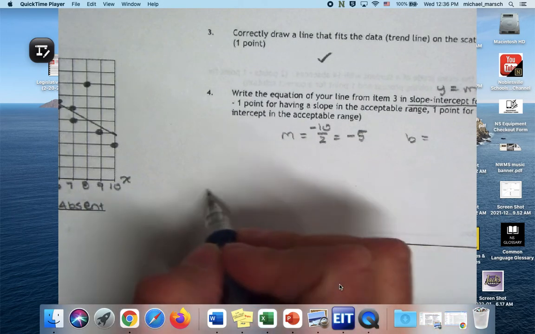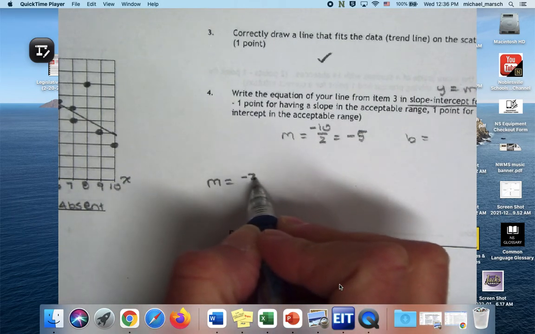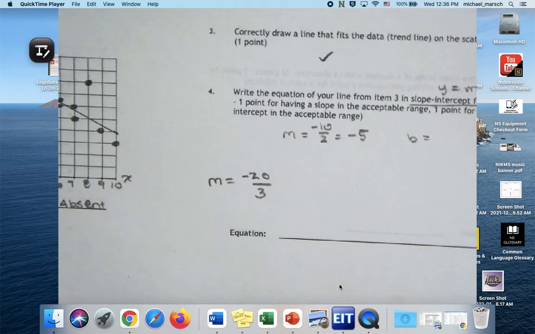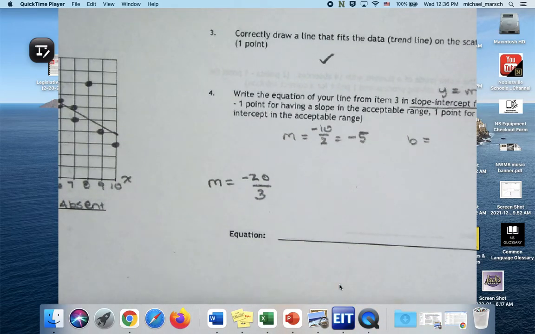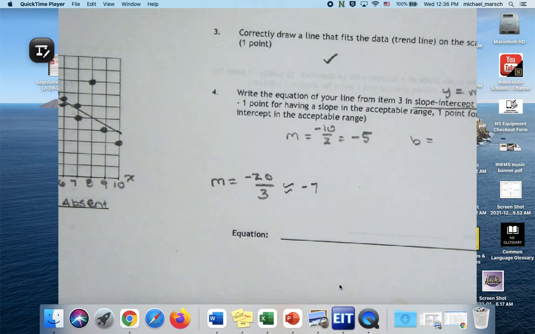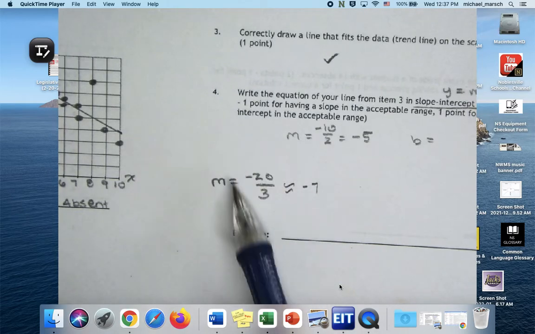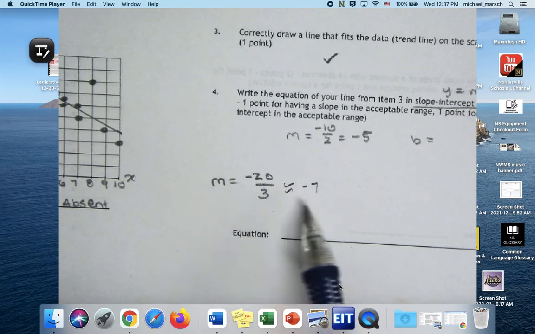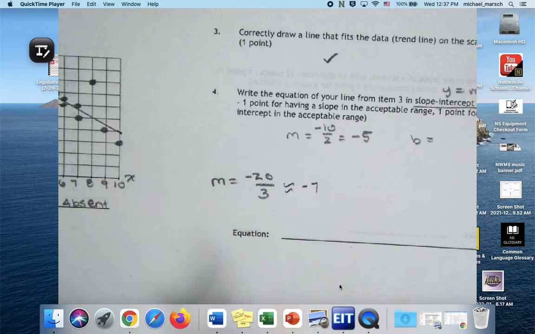So let's pretend your slope is something super ugly, like negative 20 over 3. What I would encourage you to do, Emma, is simplify this to about negative 7. Why would I simplify it to about negative 7? Because 3 times negative 7 is negative 21, and that's relatively close. It's pretty close, right? So if you get a really ugly fraction that you don't want to deal with, come up with the closest whole number to what that would equal.